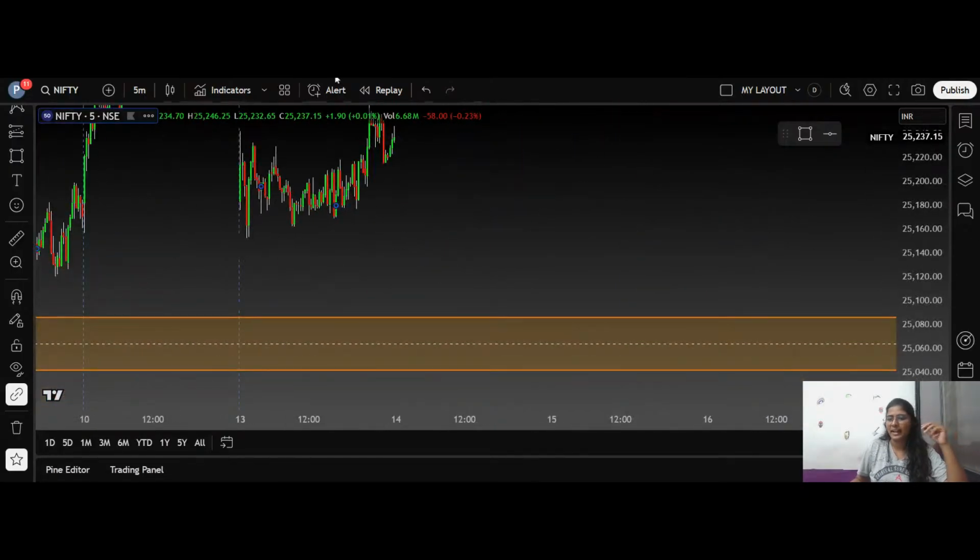If you want to know whether any concept or any indicator is correct or not, we have to apply that indicator again and again on different days and backtest it, to see what percentage of the time it is correct or wrong. This is called backtesting.